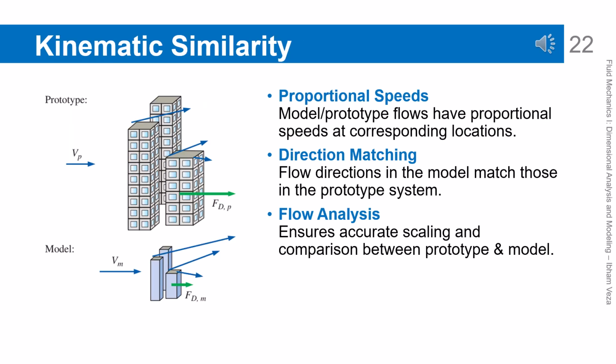Kinematic similarity. Kinematic similarity means that the flow pattern in the model and the prototype has the same geometric shape. The velocities at corresponding points must be proportional to each other. In addition, the flow directions in the model must match those in the prototype. If these conditions are satisfied, the trajectories of fluid particles will be similar in both systems. This concept becomes one of the important requirements before discussing dynamic similarity.